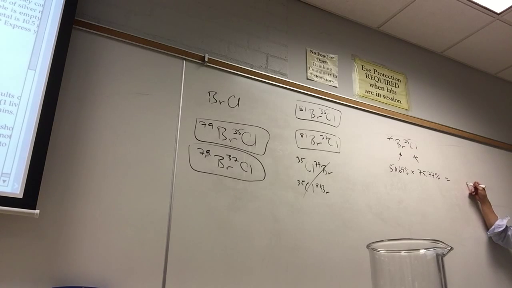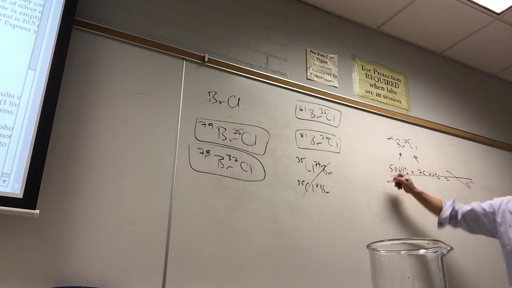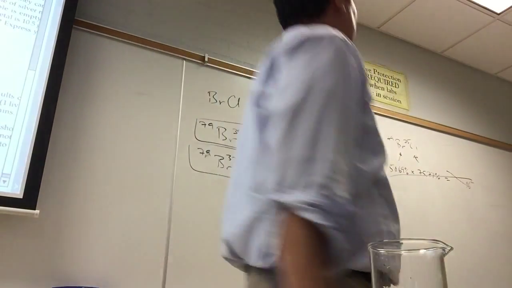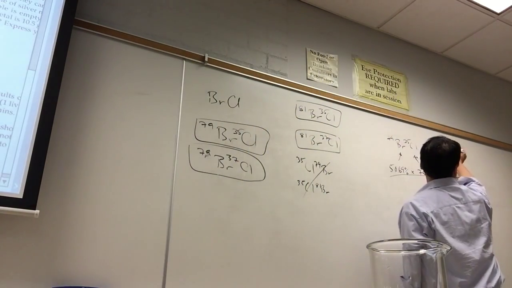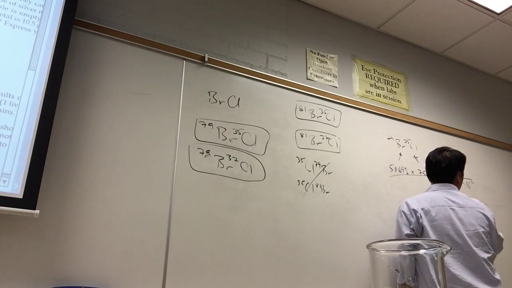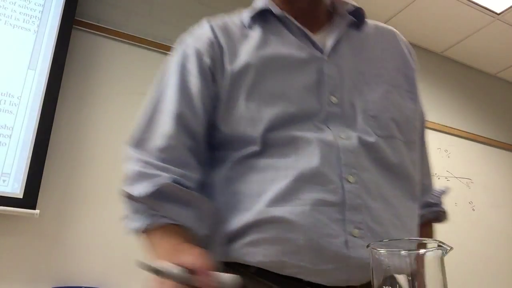Percent squared. Does percent squared make any sense at all? No. This is not the correct formula. So what do I need? I need the percent natural abundance. So what is the percent here? In the end, the dimension has to be in terms of percent. Only one percent sign.